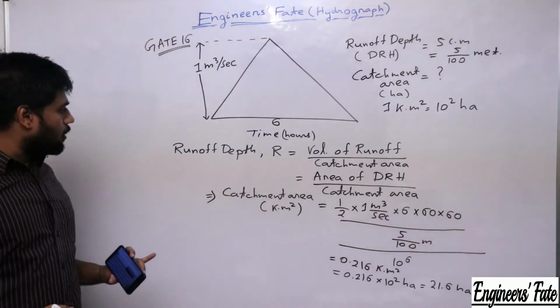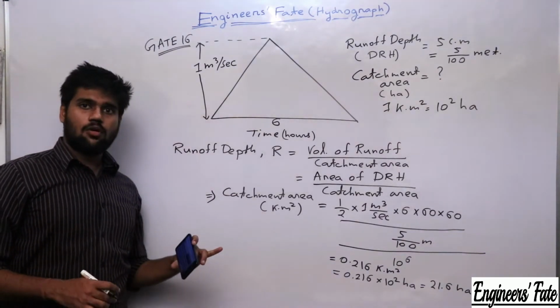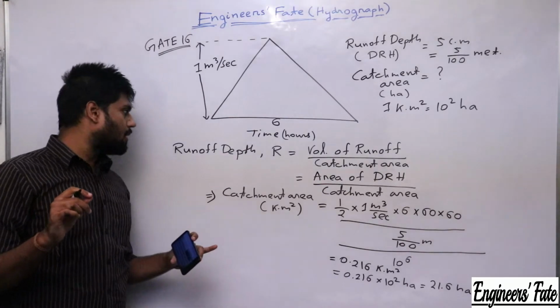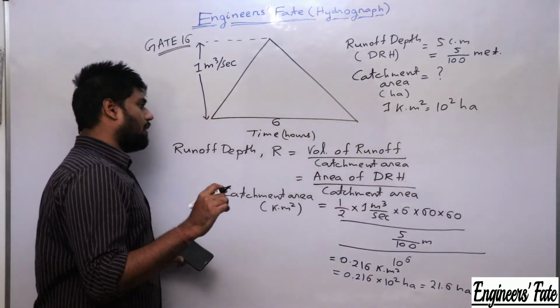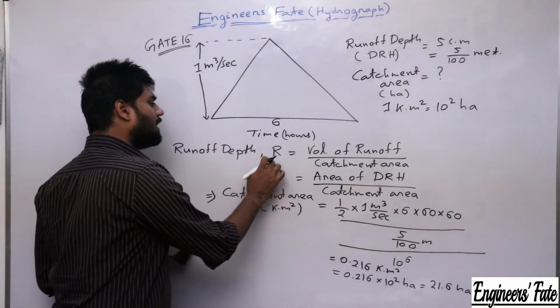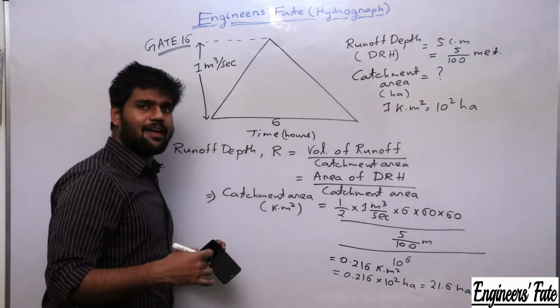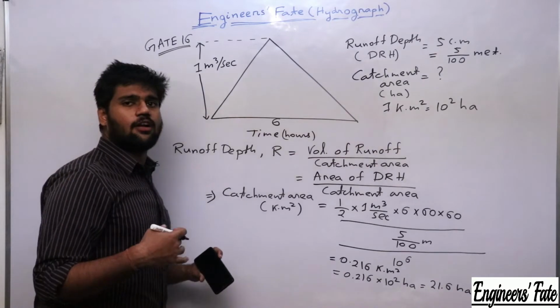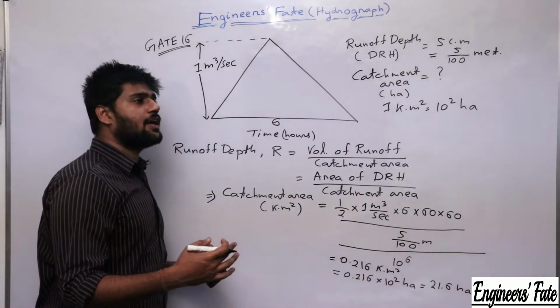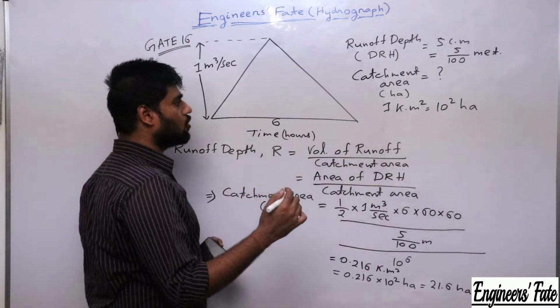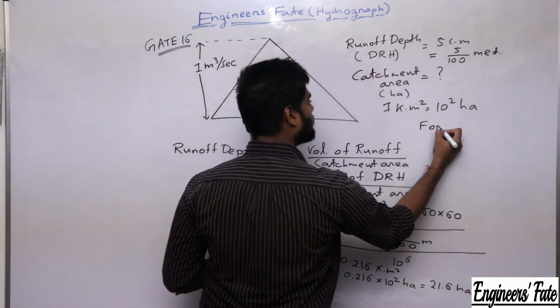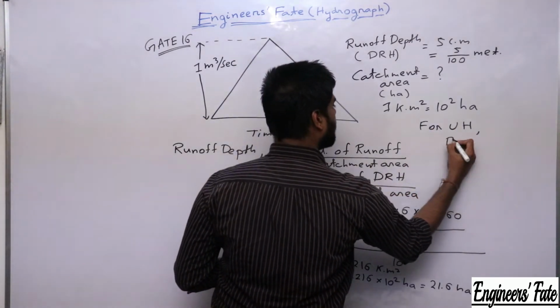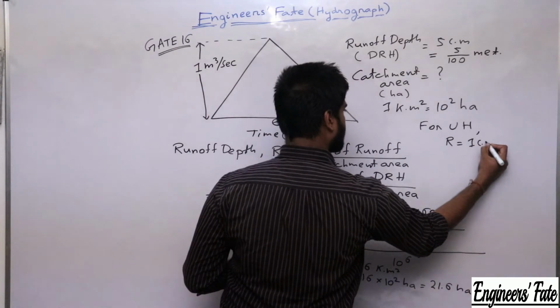So I hope you have understood this thing. I have to tell a small thing. In this case, if runoff depth for unit hydrograph is asked, always remember, if in the question unit hydrograph is mentioned and runoff depth is not given, just know that for unit hydrograph runoff depth is equal to 1 centimeter.